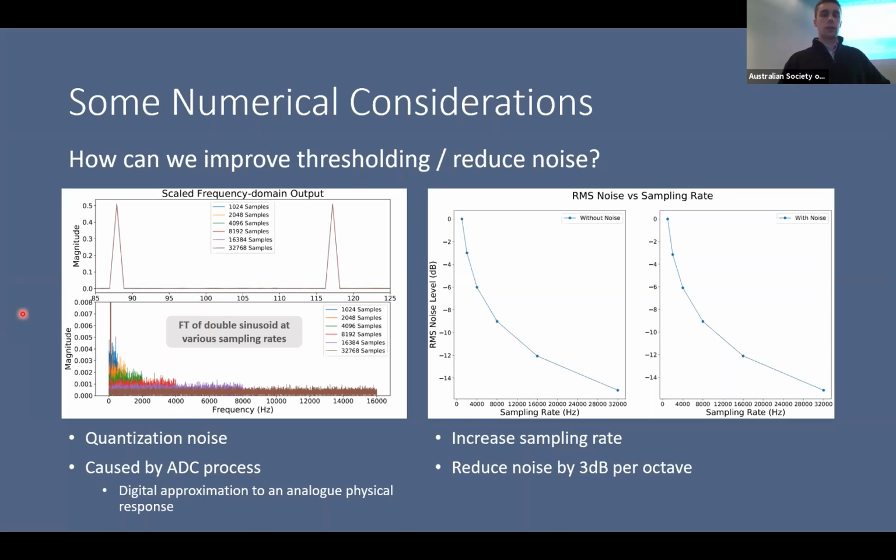One way to reduce quantization noise is to just sample at a high rate. So this just shows the Fourier transform of a double sinusoid at various sampling rates. As we increase our sampling rate, that noise floor decreases, and we can expect somewhere around a 3 decibel per octave noise reduction. So for every doubling of the sampling rate, the noise drops by 3 decibels.